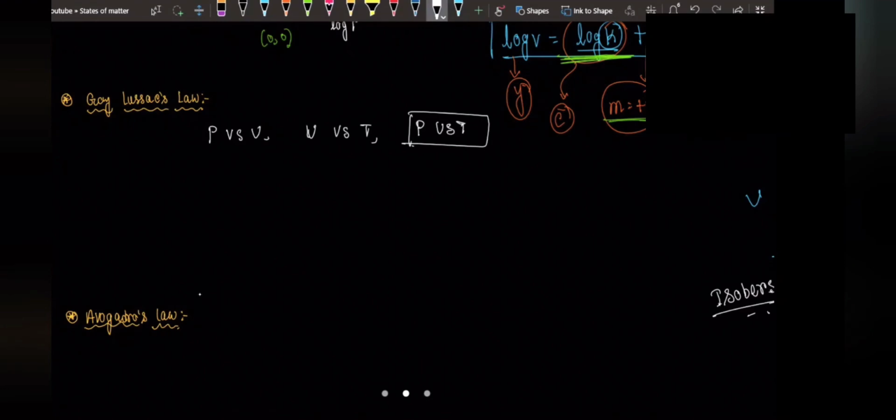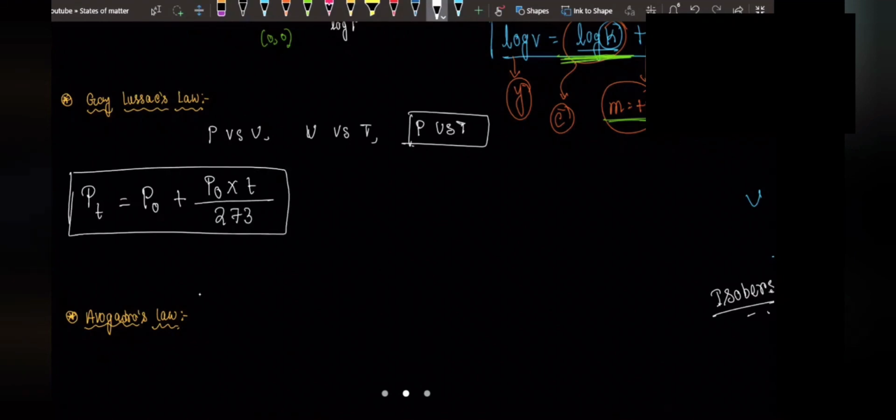This is going to be just the same old thing. You do remember the volume equation for Charles law. You just have to follow that same equation one more time. So over here, PT would be equal to P0 plus P0 into small t by 273. Earlier it was VT and V0, now it is PT and P0. It means pressure and temperature are proportional to each other. So if you put more pressure, the gaseous particles would be getting heated up.